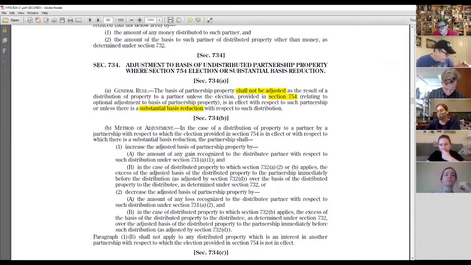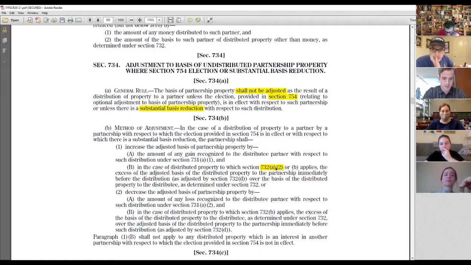So again, if we have gain recognized by the distributee and a 754 election, in effect, we're going to increase the inside basis, the common inside basis. And then in B, in the case of distributed property to which section 732(a)(2) applies. So 732(a)(1) is where we give the distributed property the same basis in the distributee's hands as it was in the partnership's hands, the carryover basis from the partnership to the partner.